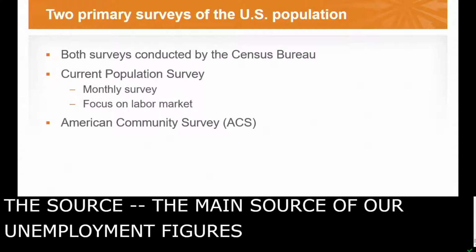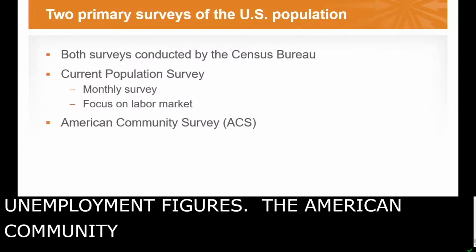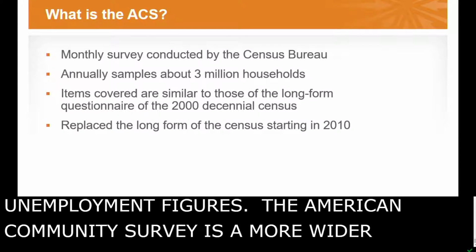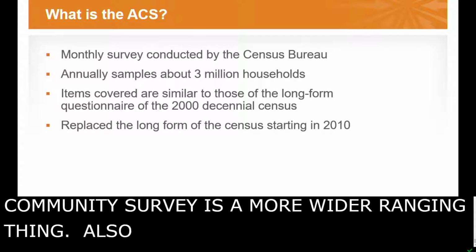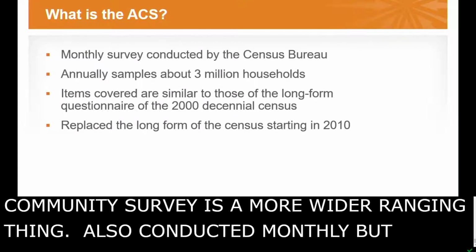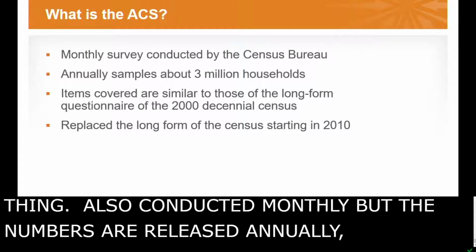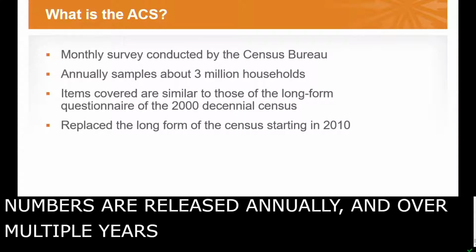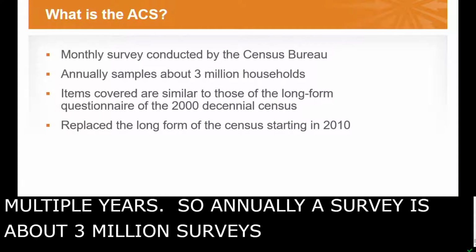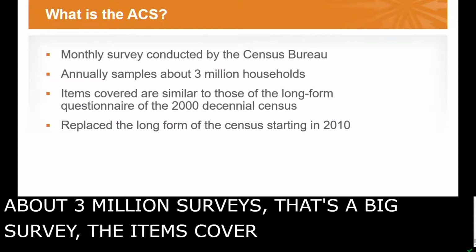The American Community Survey is a more wide-ranging thing. Also conducted monthly, but the numbers are released annually and over multiple years. So annually it samples about 3 million households. That's a lot, right? So it's a very big survey. There's a wide range of topics covered.